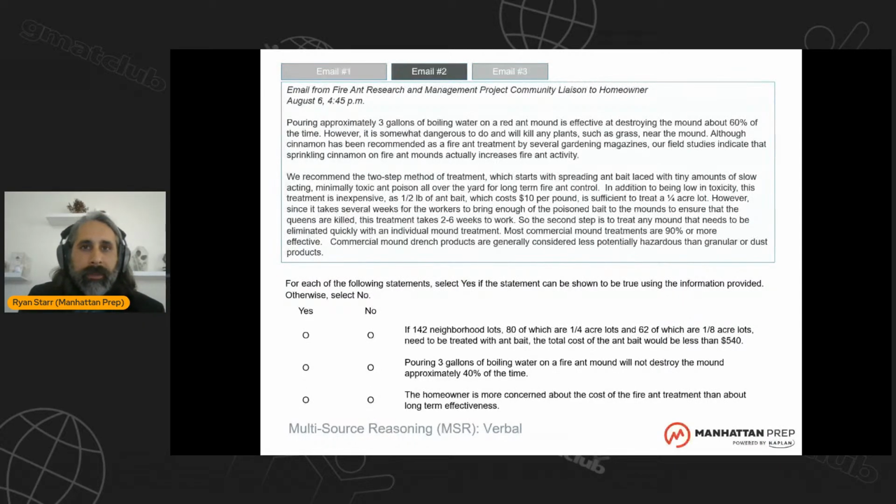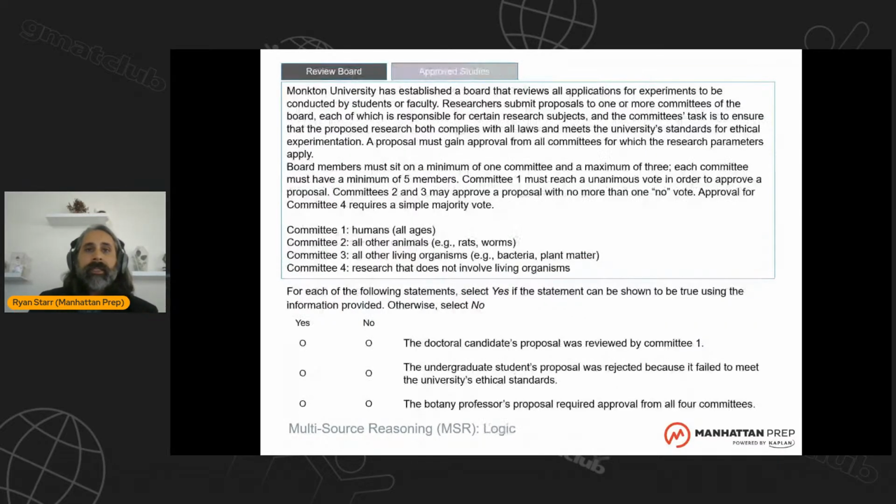Contrast that with an example of an MSR logic prompt. And these can go different ways. I've seen on real tests an MSR logic prompt having very few words, and one tab had a table, one tab had a flowchart, one tab had a table, again, that sort of thing.